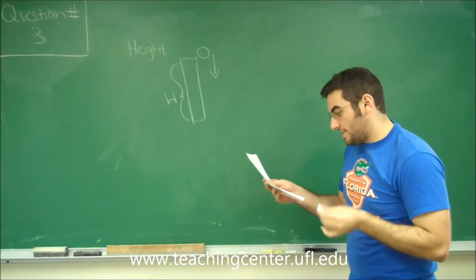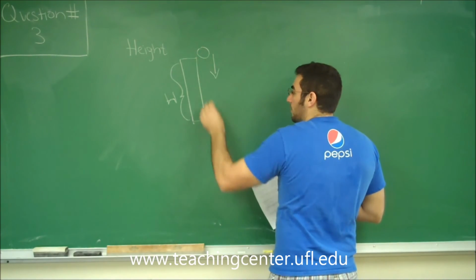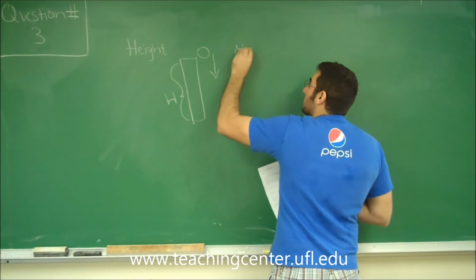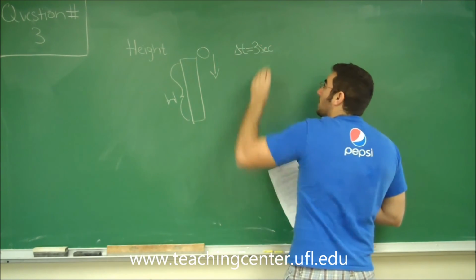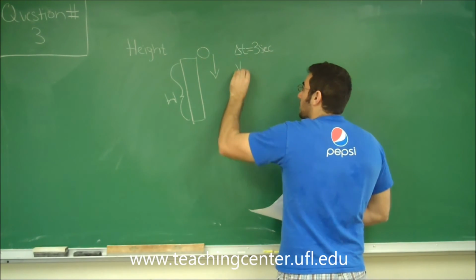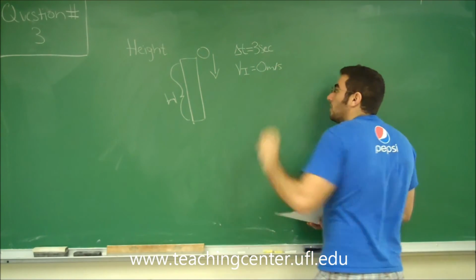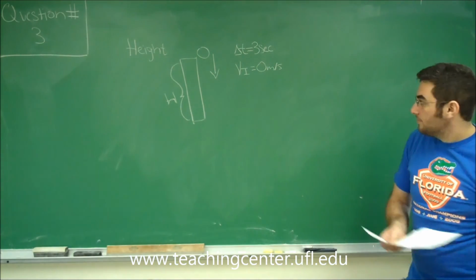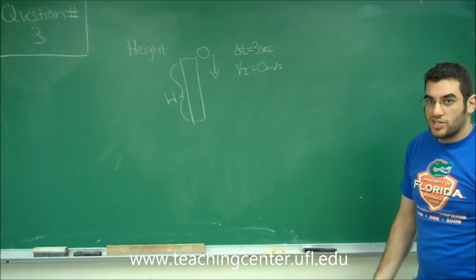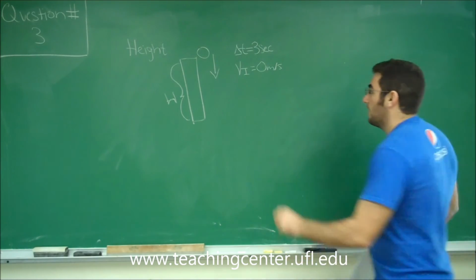and we know that it takes 3 seconds for the ball to go from the top of the bridge to hit the water. So delta t equals 3 seconds. We also know that initially the ball is at rest. You also have to assume that acceleration is equal to negative 9.8 meters per second squared.